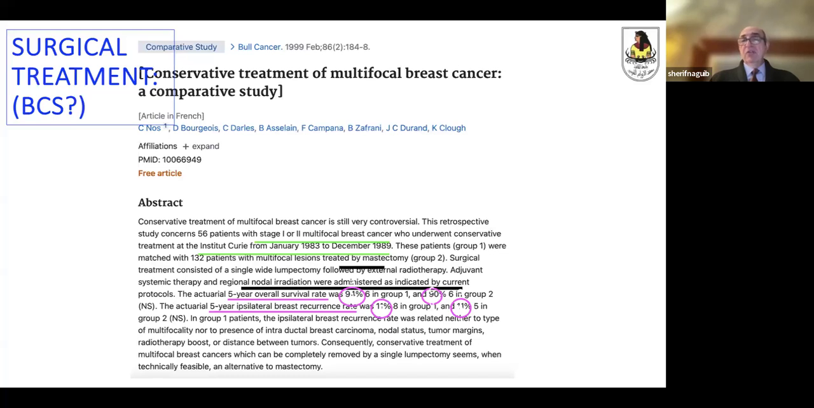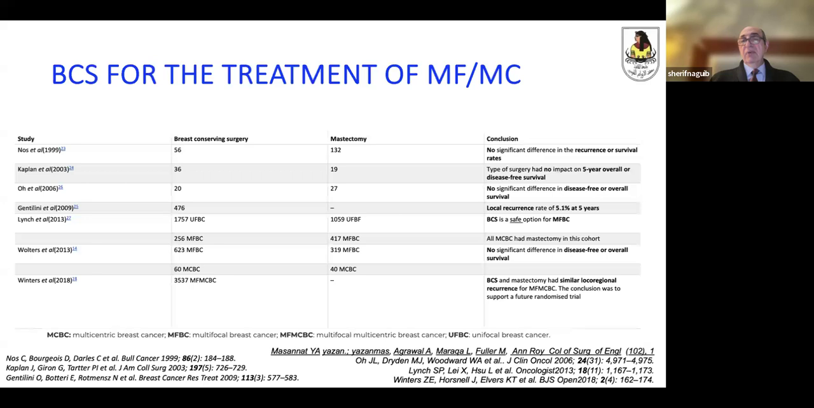So this encouraged surgeons to start using breast conservation, and this is a group of studies, almost 6 or 7, that were encouraged to compare breast conservation to mastectomy in patients having multifocal and multicentric breast cancer. And as you can see in all these studies, they found no significant difference in the recurrence rates or in the survival rates when they compared mastectomy and breast conservation for multifocal, multicentric breast cancer.